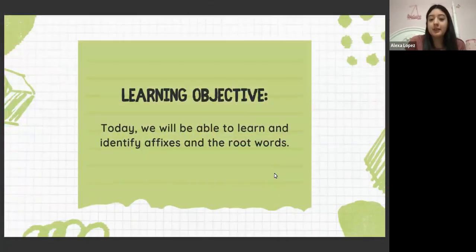So for today's learning objective, I'm going to read it first and then I want everyone to read it as a whole class, okay? So today we will be able to learn and identify affixes and the root words. Can I have everyone read it with me? Today we will be able to learn and identify affixes and the root words. Okay, good job.